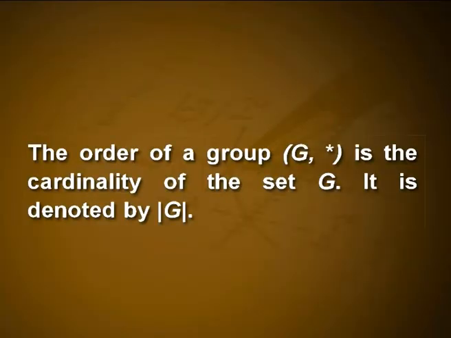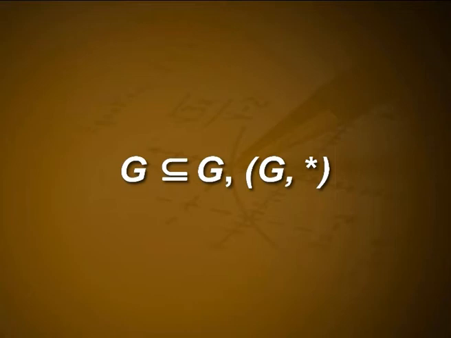Next definition. The order of a group (G, *) is the cardinality of the set G, and it is denoted by |G|. Next definition. The order of an element g in a group G is the smallest positive integer n such that g^n = e.